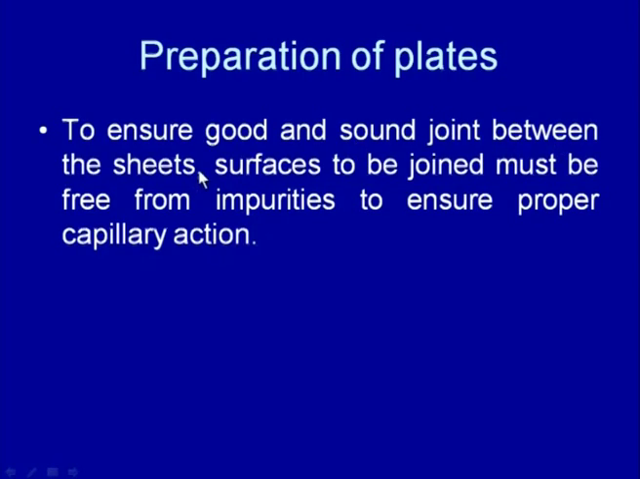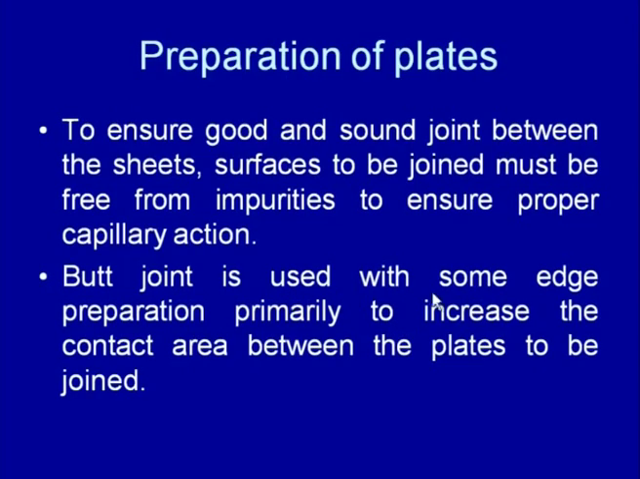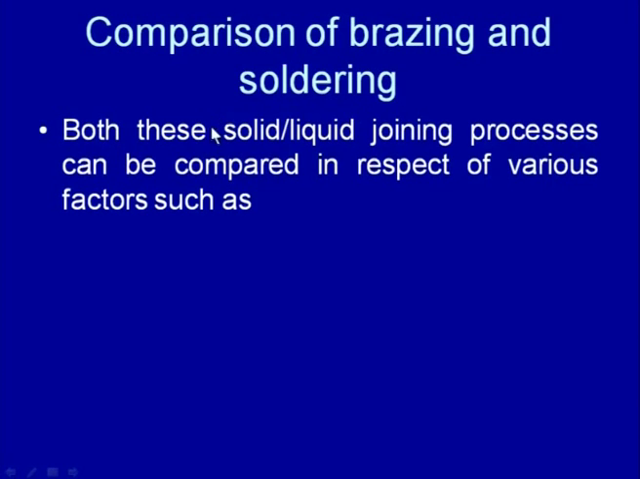So, to ensure a good and sound joint between the sheets, the surfaces to be joined must be free from impurities like oxides, oil, grease, paint, etc., and this is necessary to have the proper capillary action. Butt joint can be used with some edge preparation, primarily to increase the contact area between the plates to be joined. So, this is what I said, that some slanting of the edges of the plates can be done for increasing the surface area, so that the strength of the joint can be increased.